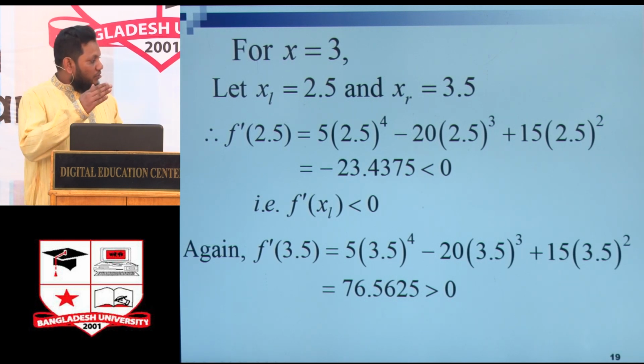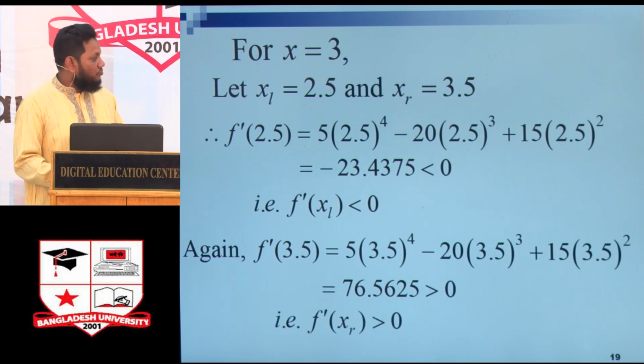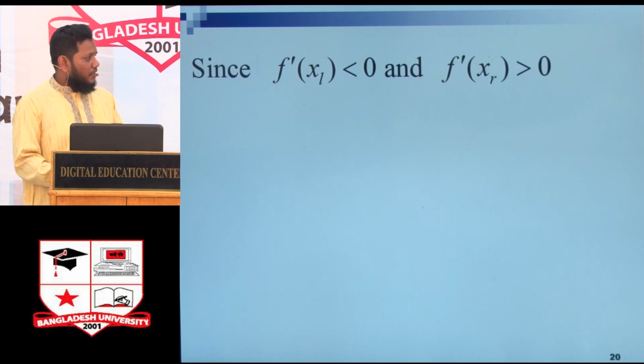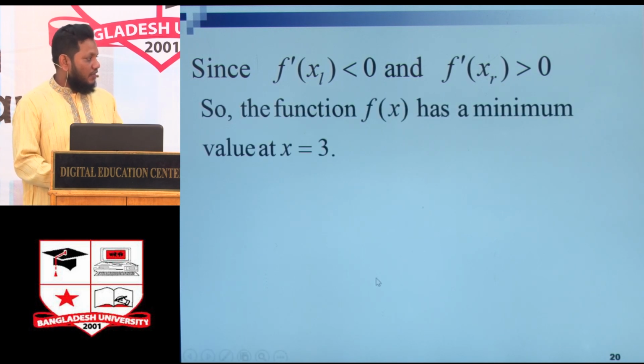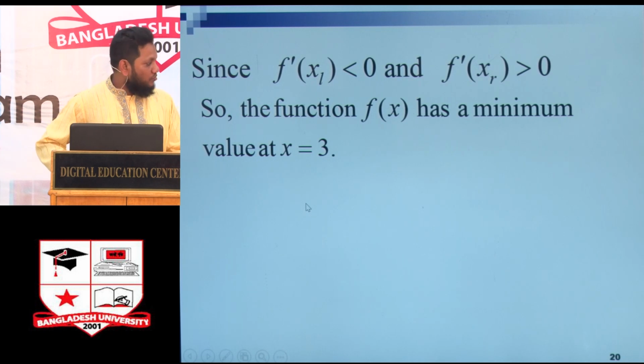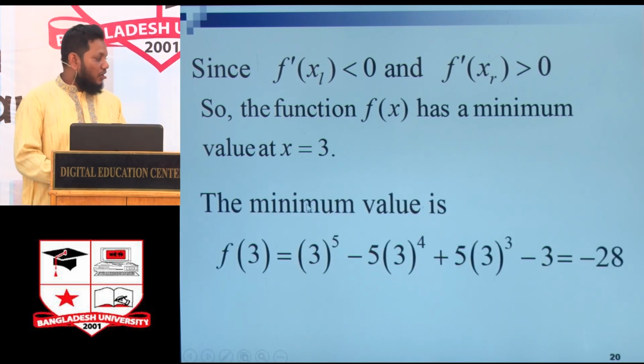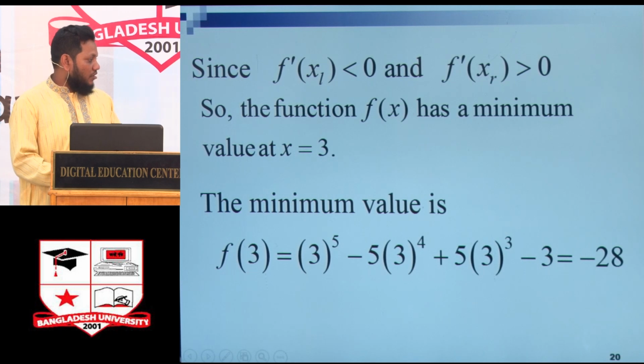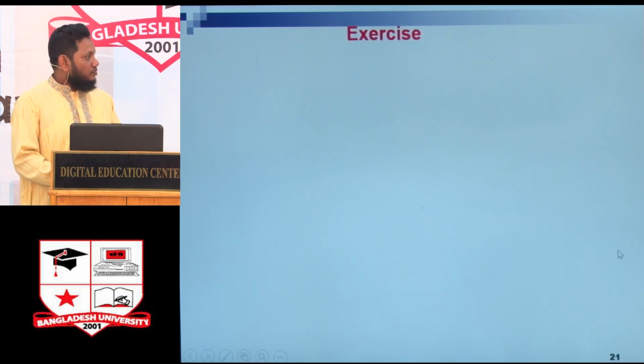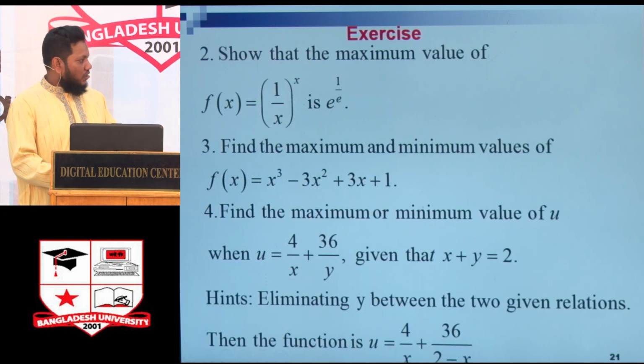So this is negative to positive. So we can say for this stationary point x equal to 3, since f prime xl is less than 0 and f prime xr is greater than 0, the function f of x has a minimum value at x equals 3. So the minimum value is attained at x equal to 3, and the minimum value will be the function of 3, that is minus 28.